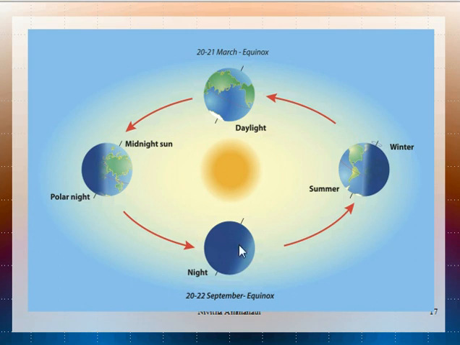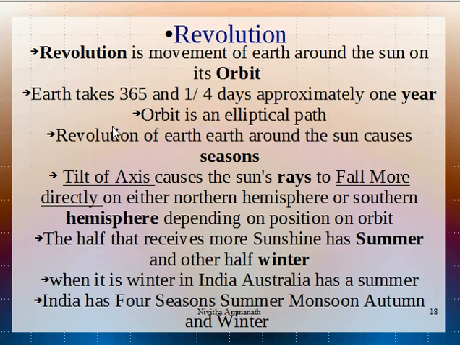So in September, the northern hemisphere will have a summer, while in March, the southern hemisphere will have a summer because of this position of the Earth in the revolution. So revolution is the movement of the Earth around the Sun on its orbit. Earth takes 365 days approximately, that is 1 year, to go around the Sun.